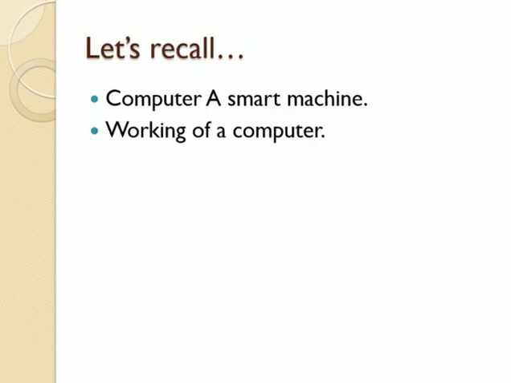So it takes an input from the user, processes it and produces output. Input, processing, output. It takes the input from input devices; keyboard and mouse are input devices. Then it processes the input. So the CPU is our processing device.